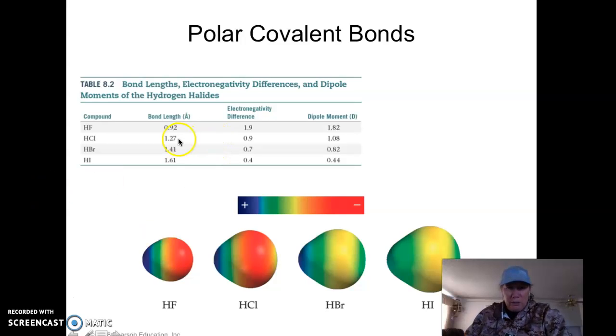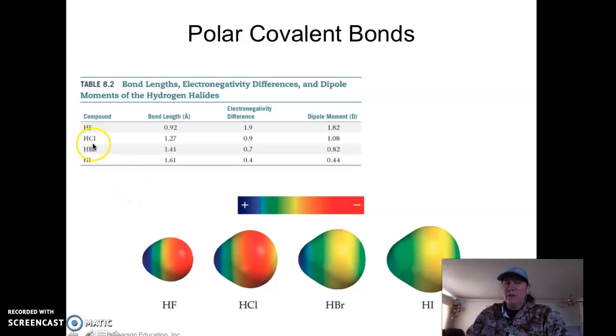Here they show some differences. The electronegativity difference between hydrogen and fluorine is 1.9. That should be an ionic bond, and most of the time it is. But hydrogen won't give up its electron, so if you have hydrogen, you're going to form a covalent bond. In most cases, they're polar covalent.